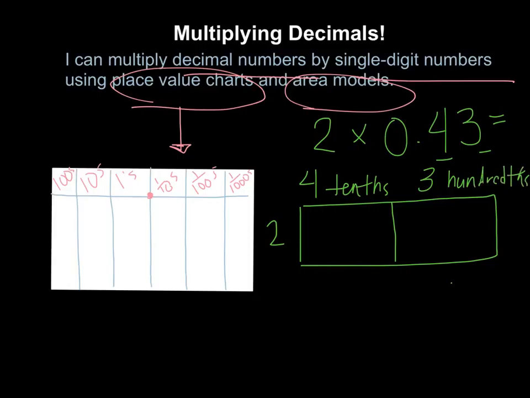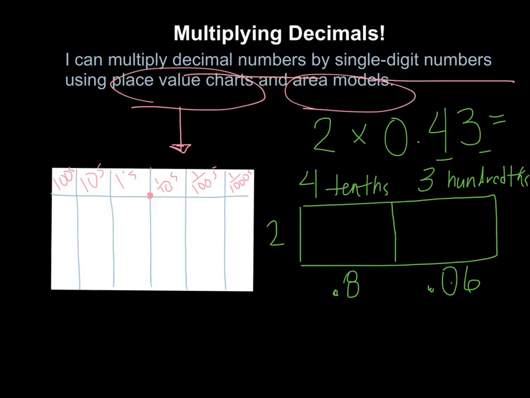Okay, so now, just like we do when we're calculating area, we're going to multiply them together. So I know that 2 times 4/10 is going to give me 8/10. And 2 times 3/100 is going to give me 6/100.